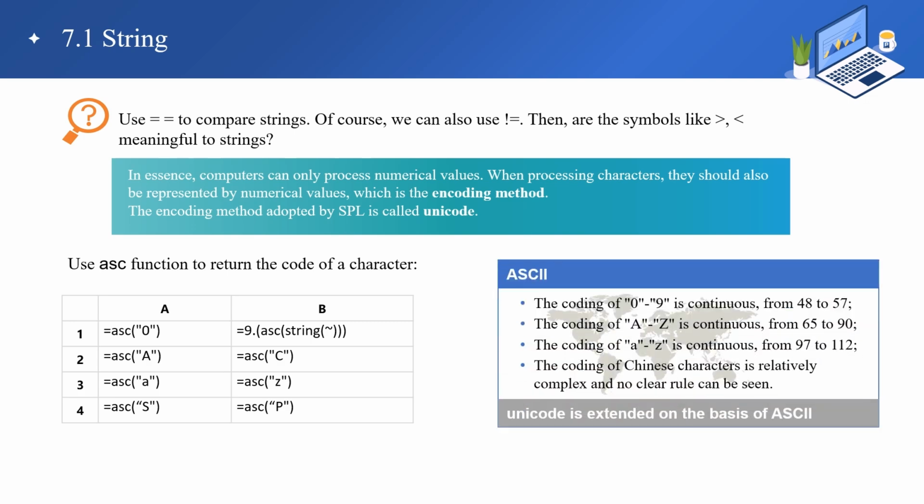1. The coding of strings 0 to 9 is continuous, from 48 to 57. 2. The coding of uppercase letters A to Z is continuous, from 65 to 90. 3. The coding of lowercase letters a to z is continuous, from 97 to 112. 4. The coding of Chinese characters is relatively complex and no clear rule can be seen. This coding standard was originally called ASCII. And Unicode is extended on the basis of ASCII, so this function is also called asc.